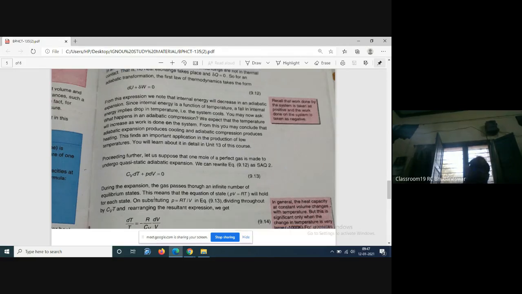So Cv is the energy required for 1 degree centigrade or Kelvin. Then when the temperature falls by dT, because there is a fall in internal energy, dU equal to Cv dT. And work done, we know del W equal to P dV, and this is equal to 0, right?